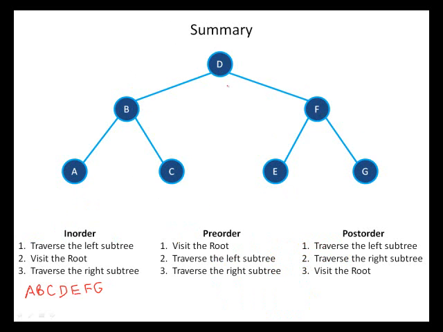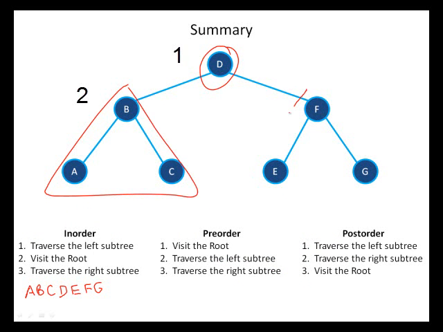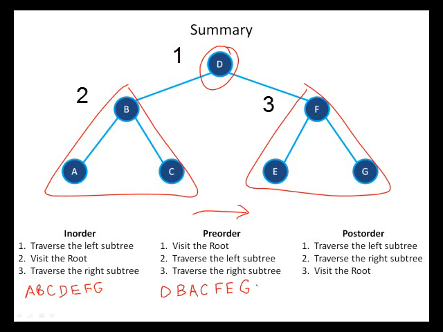Preorder traversal can be used on a tree with any number of children. You start by visiting the root, and then you traverse each of the subtrees starting from the left and working your way right. Preorder will give us an ordering like this.